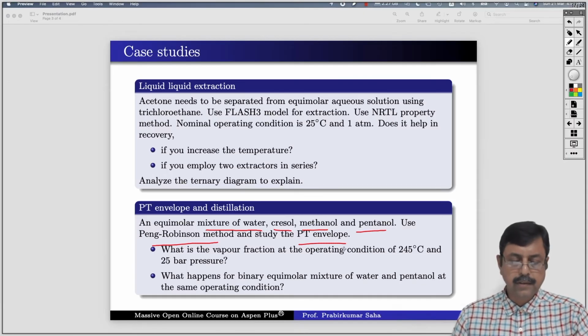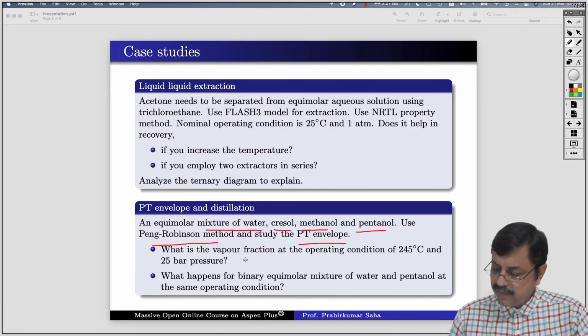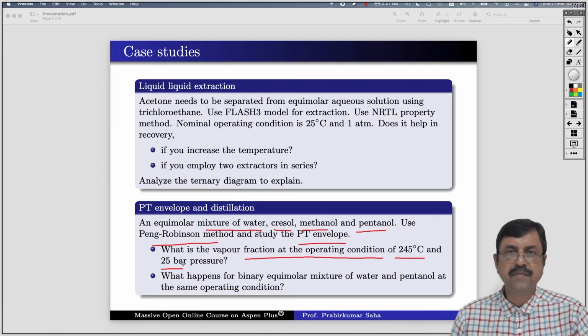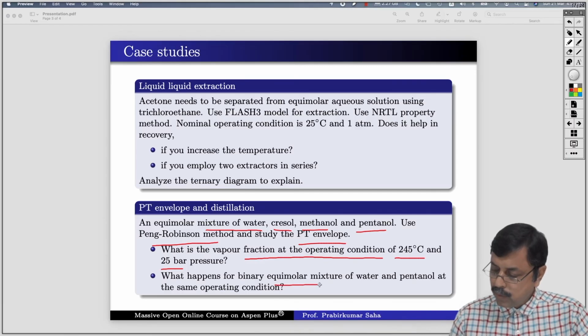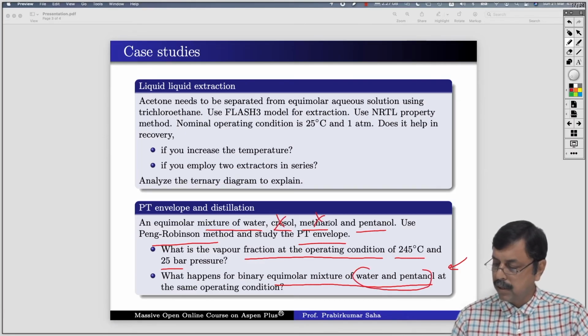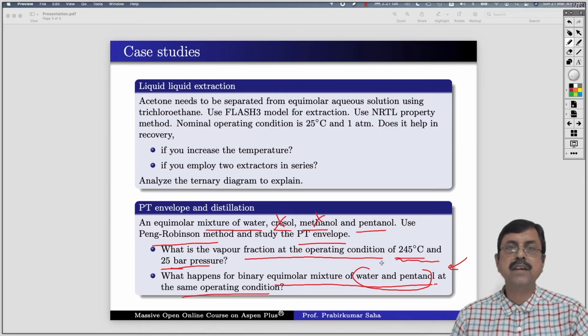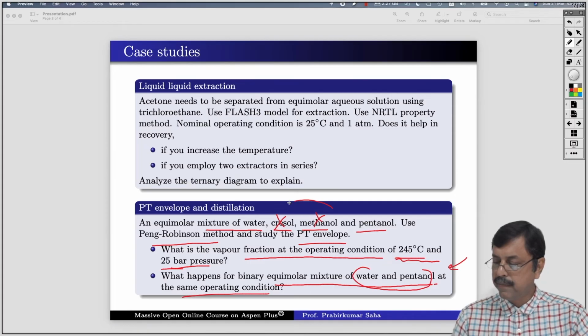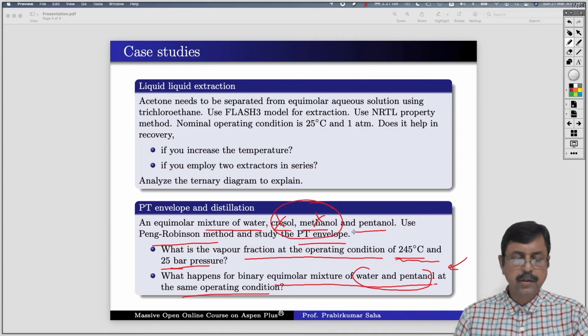Now, two questions are asked. First question is, what is the vapor fraction at operating condition, which is 245 degrees centigrade and 25 bar pressure? And what happens for a binary equimolar mixture of water and pentanol? That means that in the second condition, we will have only water and pentanol. There will be no cresol, there will be no methanol. At the same operating condition, that means the operating condition will still be 245 degrees centigrade and 25 bar pressure, but in absence of cresol and methanol. So this is the case study that we have to perform.